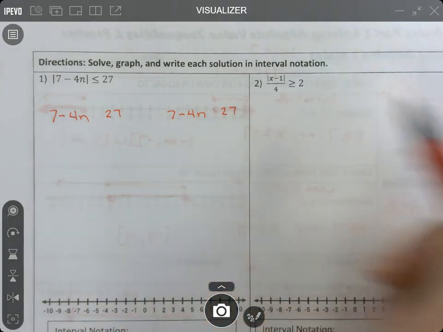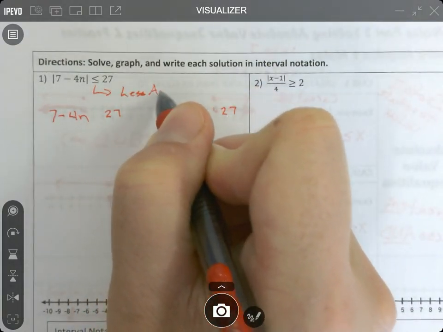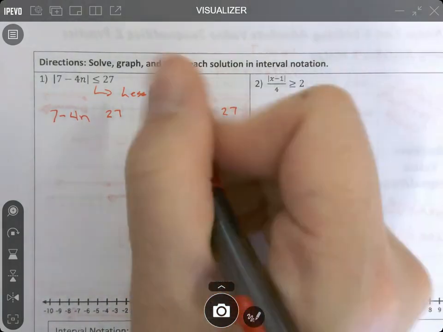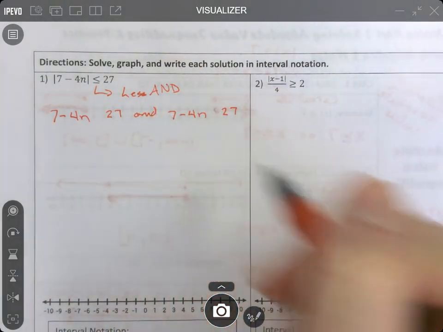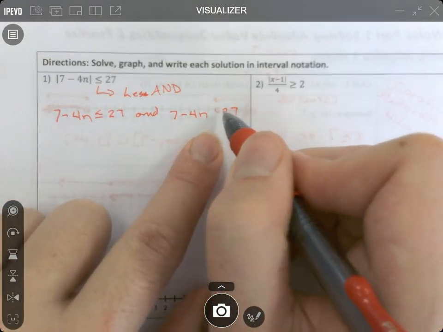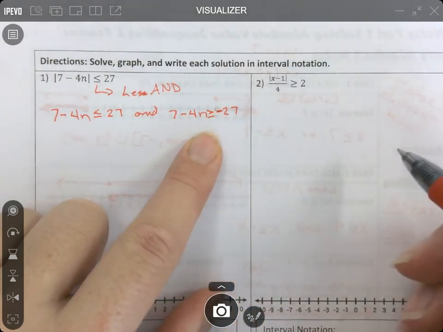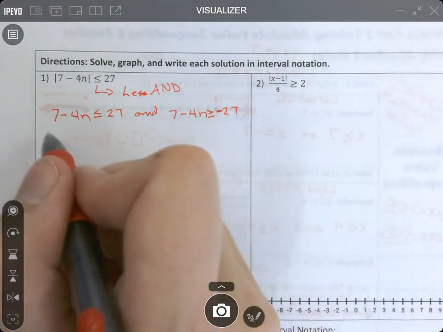Which one? And, because this is less and. Okay, so I'm going to put the word and in here. So I kept it, so I keep the sign. I flipped it to a negative, which I don't think you could see, and I switched the sign. Okay, subtract 7.